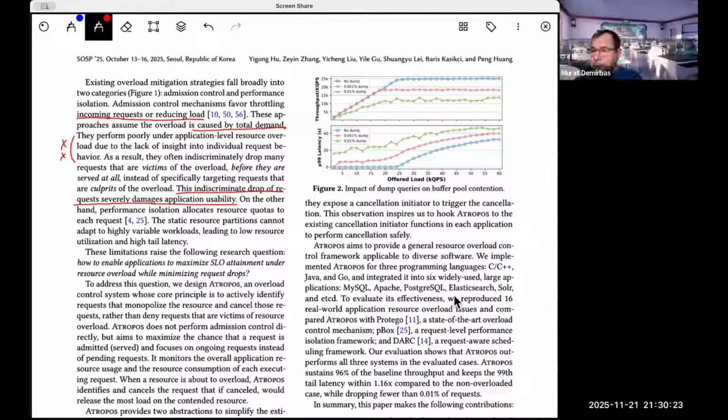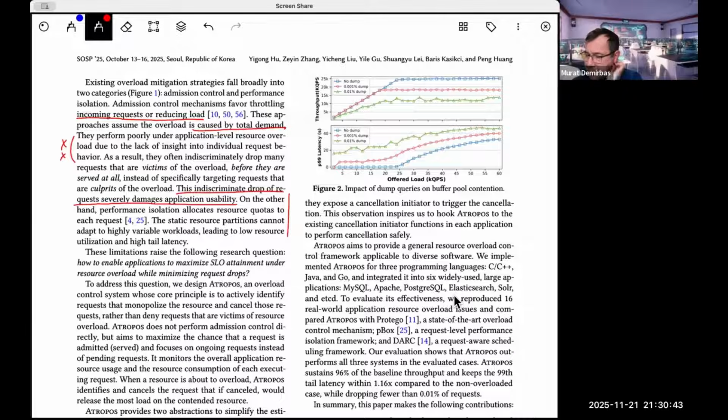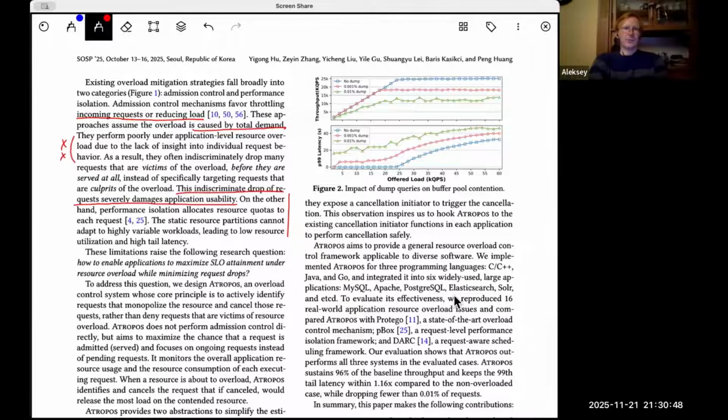On the other hand, performance isolation allocates resource quotas for each request. The static resource partitions cannot adapt to highly variable workloads, leading to low resource utilization and high tail latency. It looks like a TDMA-like thing. These limitations raise the following research question: how to enable applications to maximize SLO attainment under resource overload while minimizing request drop?